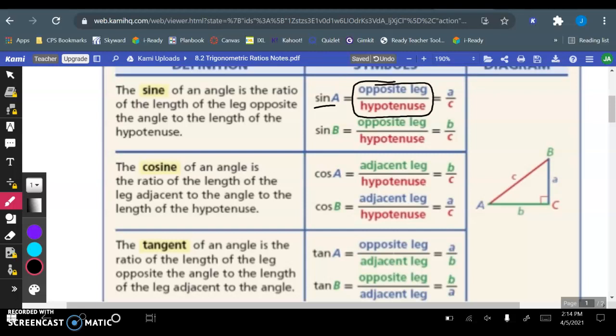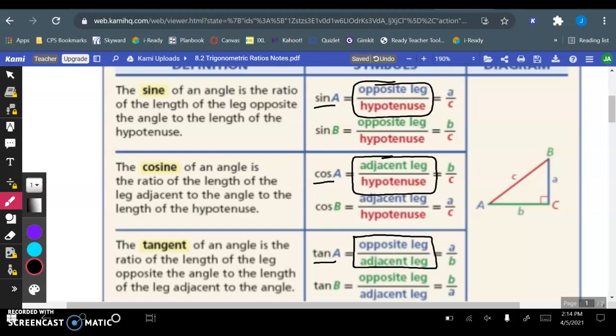Then to find the cosine of an angle, you take the adjacent leg, which is the one that's attached to that angle, and divide it by the hypotenuse. And then for the tangent of an angle, we're going to take the opposite and divide it by the adjacent leg. So let's talk about what each one of those means.